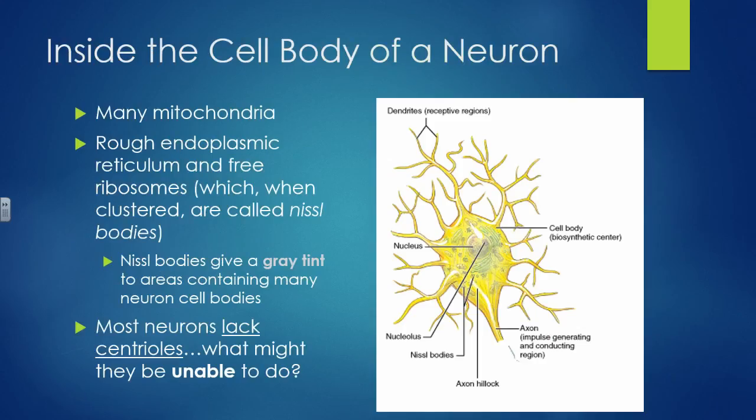So within the body of a neuron, you're going to find many mitochondria to produce lots of ATP, rough endoplasmic reticulum, and free ribosomes, which when clustered are called Nissl bodies. And those Nissl bodies give a gray tint to areas containing many neuron cell bodies, and that leads to the gray matter that you usually hear about when talking about nervous tissue. Most neurons also lack centrioles, so if you can consider what the role of a centriole is in a cell typically, you can start considering what neurons are unable to do as a result.